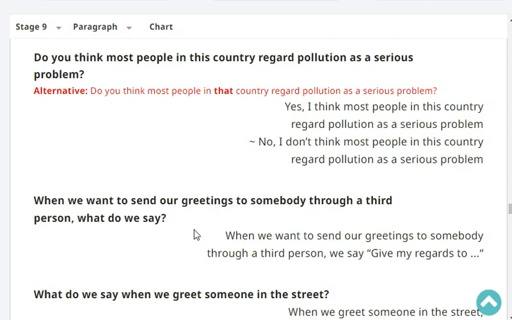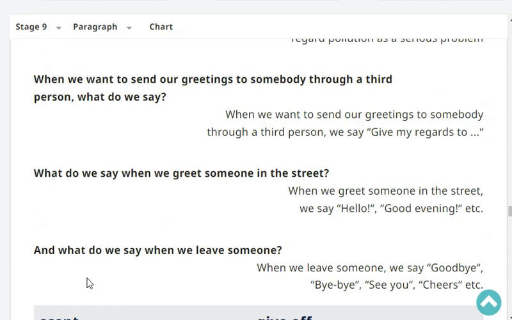Yes or no? Yes, I think most people in my country regard pollution as a serious problem. Reggie, when we want to send our greetings to somebody through a third person, what do we say?